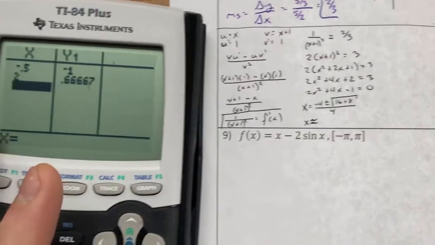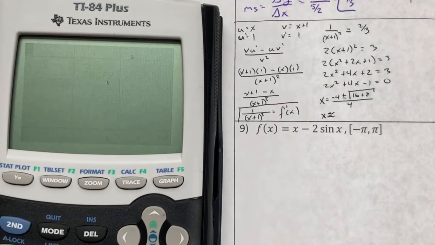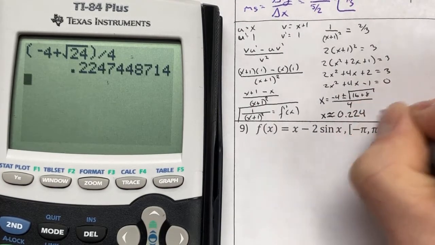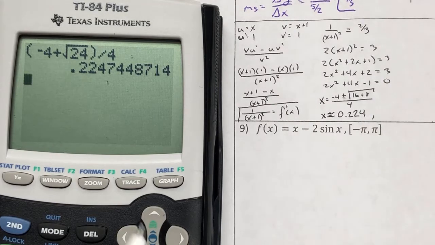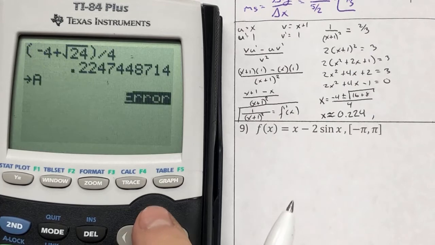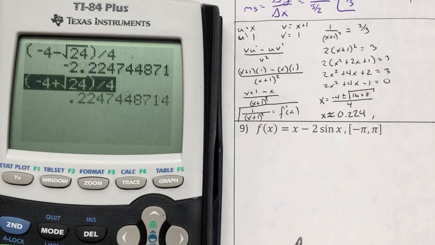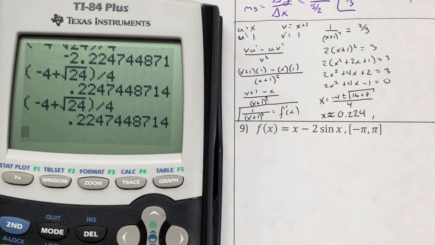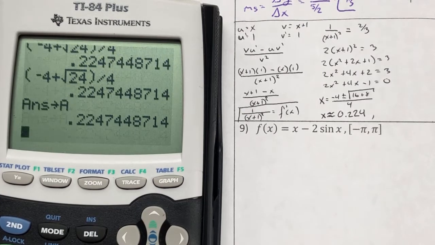Okay. So I'm going to plug in. Let's back out of this. Let's see, negative 4 plus the square root, 16 plus 8 is going to be 24, divided by 4. So my first possible answer is 0.224. I'm going to store that as alpha A.